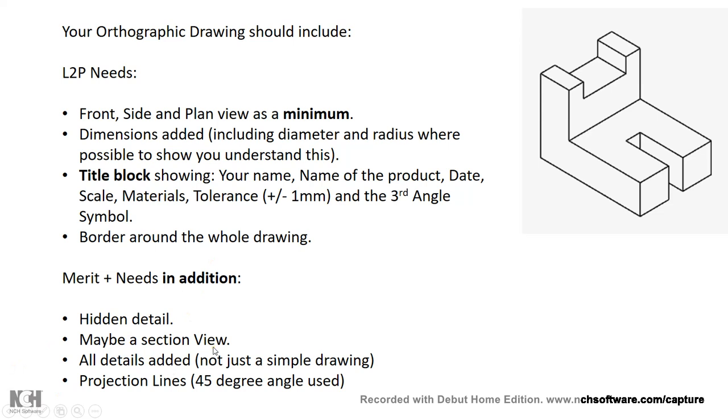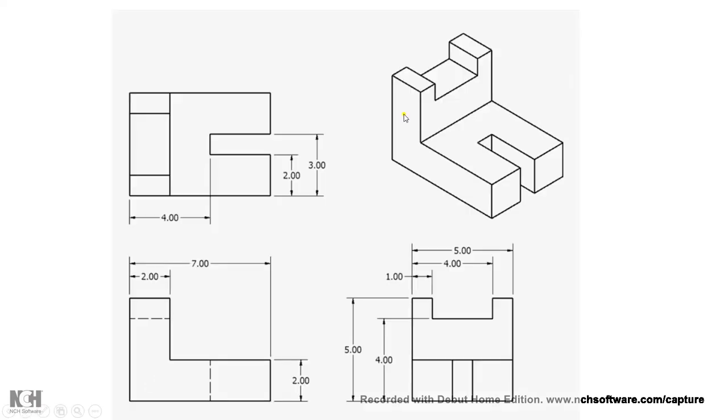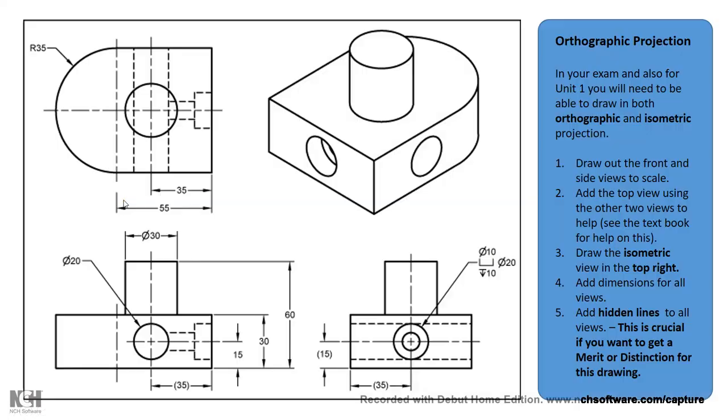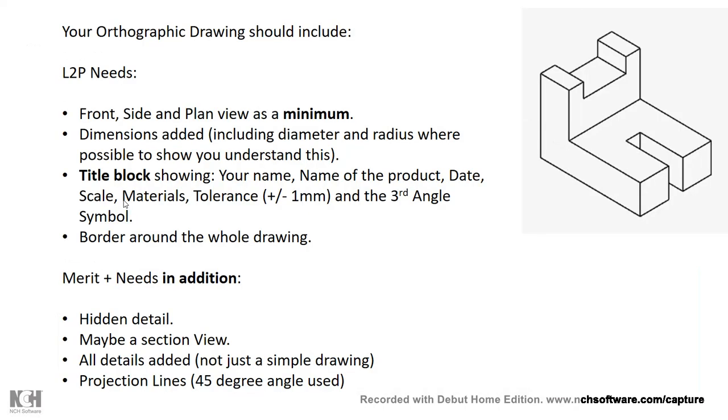So it's going to have details added to it, and then it's going to have projection lines. And I will talk a bit about what I mean about the projection lines. You should be drawing a 45 degree angle from the top right hand corner of your front view and then projecting construction lines, that is faint lines, in order to create the plan view at the top. Now the exam board really like to see that because it shows that you have done it correctly and you've not just cheated, if you like.